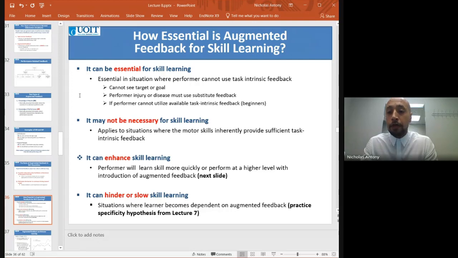For sure, right? Because especially as a beginner, you don't have a huge knowledge structure of the motor skill. So you don't know if what you're listening to is right or wrong. You have no idea. You're not experienced in it.